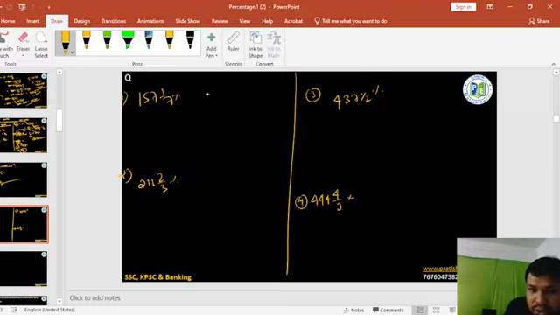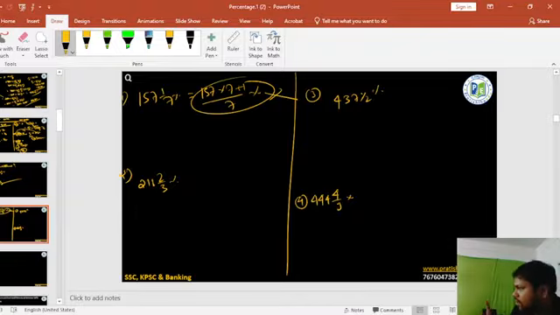In the examination, no need to do like that. Don't do this way. 157 into 7 plus 1 divided by 7, no. This is not the way to do. See, one thing everyone keep in mind: if the percentage is more than 100%, 200%, 300%, split them with respect to 100. Now this 157%, I split it as 100 plus 57 is to 1 by 7%. Correct? I can split them.